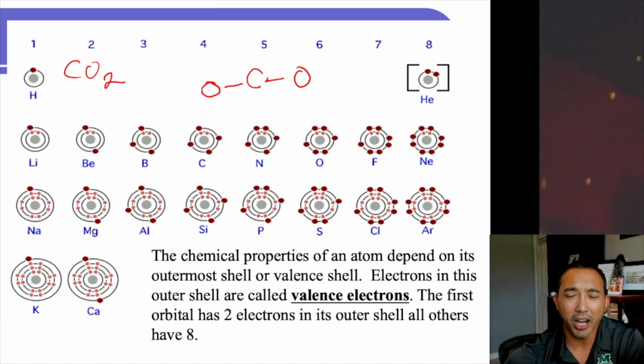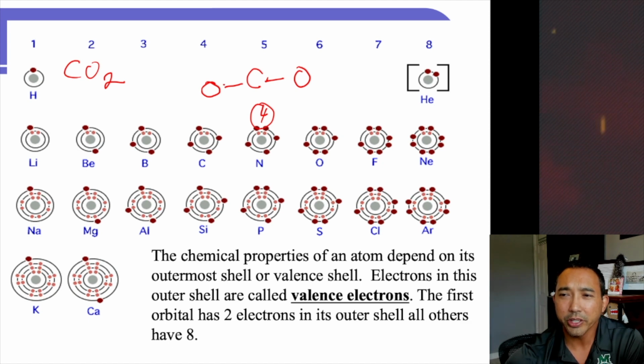Because remember, oxygen in honk needs 2, but he only has one line. He only has one bond sharing that electron, same with this guy. And remember, carbon needs 4. So this definitely is not a stable molecule.